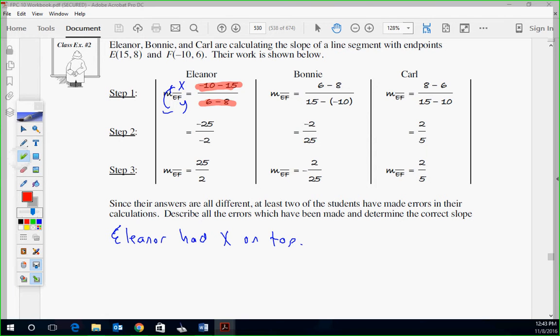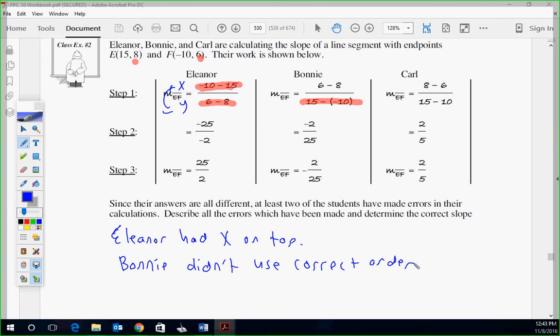Bonnie. 6 minus 8's good, right? 6 minus 8. And then it should be, oh, what's the mistake? 6 is with 15. But 6 should be with 10. Here's the mistake. Bonnie didn't use correct order. Okay, and we'll see if Carl did it right.